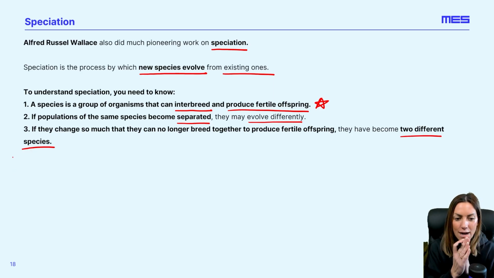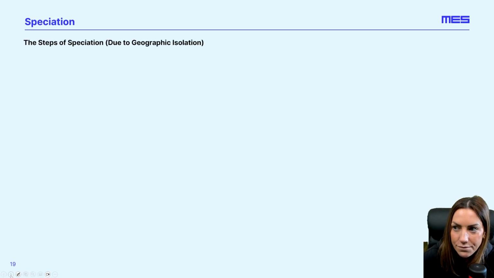Okay, so if we separate a species, they are isolated from each other, they can evolve in different ways and become so different genetically that they form two different species because they can no longer interbreed to produce fertile offspring. So let's go through the steps of speciation.